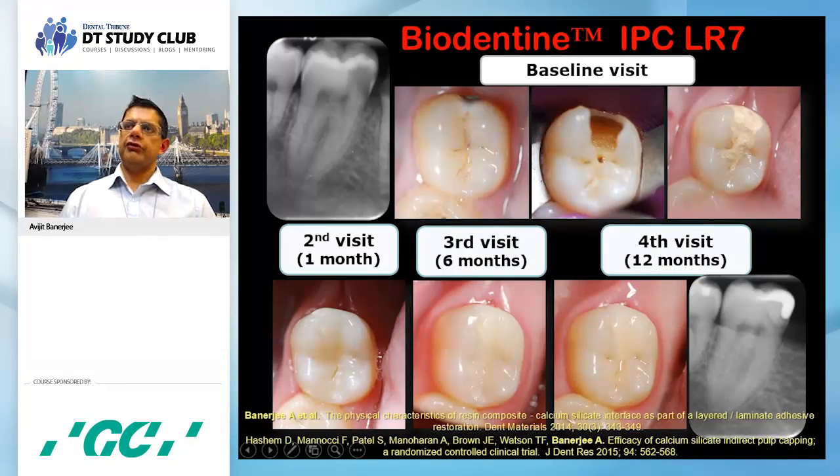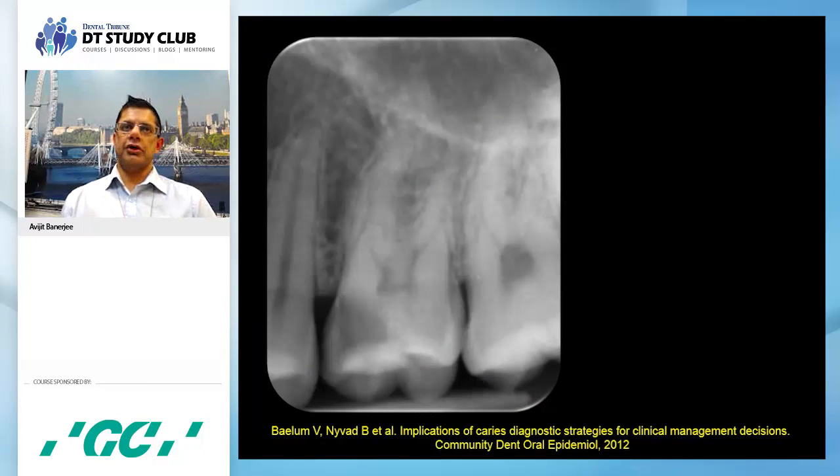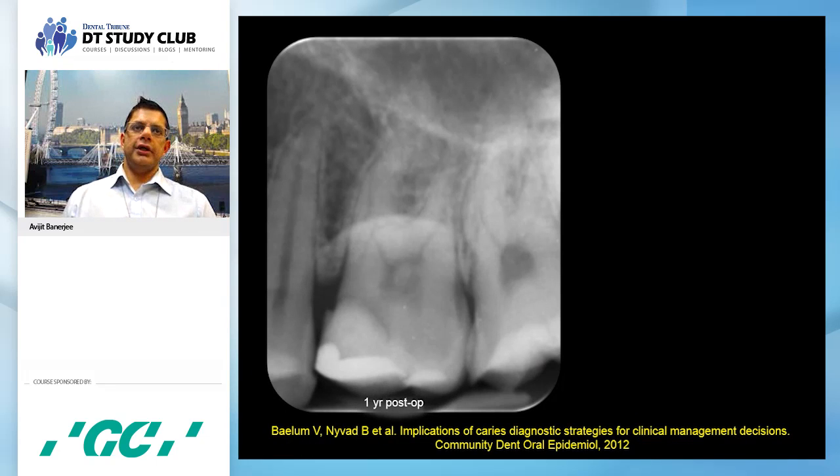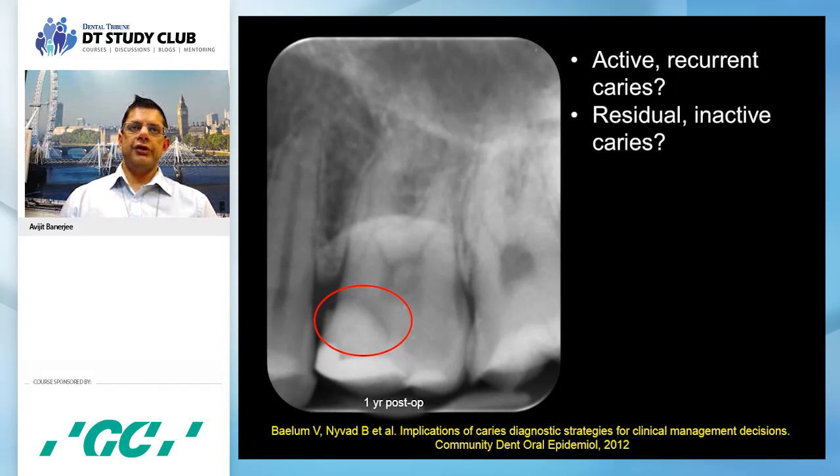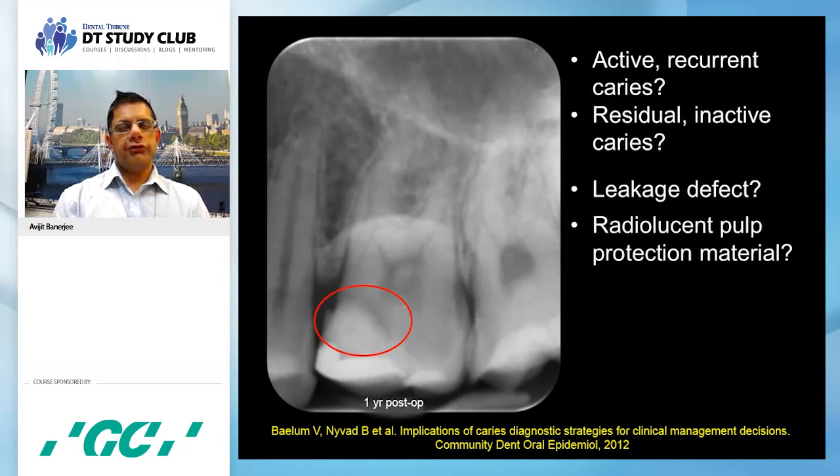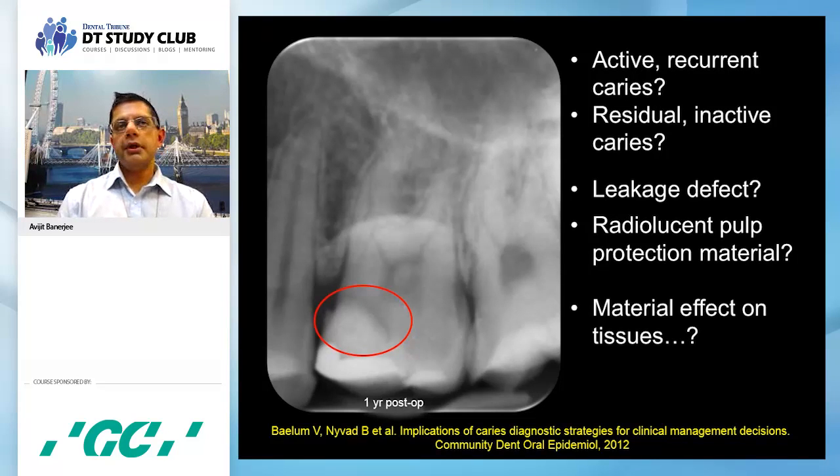But we also see this zone of radiolucency. And this is a very, very important point. Here's another example within the same trial where we can see the original lesion, and I'm now superimposing the radiograph taken at 1 year after the treatment had been carried out. And again, you can see the composite restoration, and you can see the Biodentine beneath. But again, you see the radiolucency. Now, this is very important because clinically, how do we interpret such a radiolucency?